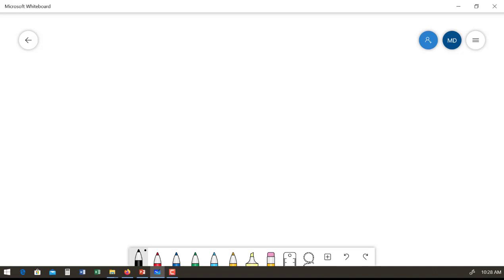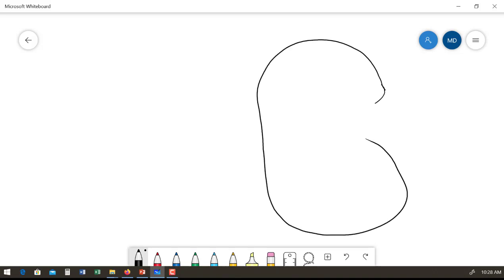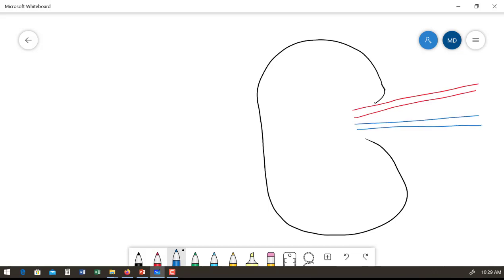Okay, so now I'd like to talk about renal blood supply. So on your paper, you might want to leave yourself a little bit of space where you can do some writing as well as some space for a drawing. So I'm going to do my drawing over here to my right. And I'm going to add some renal pyramids here.